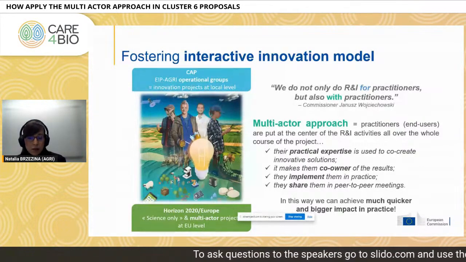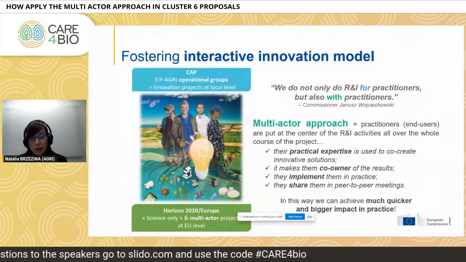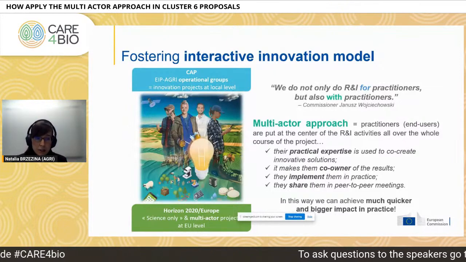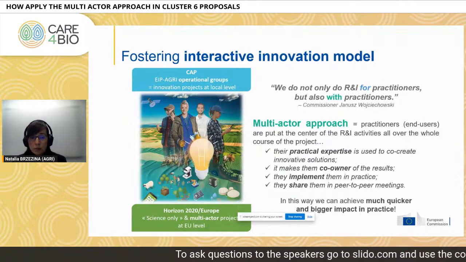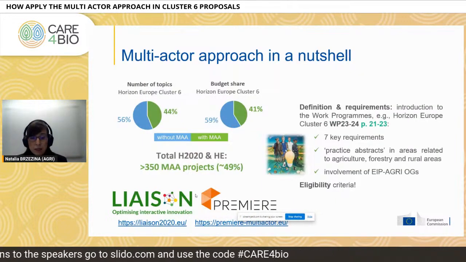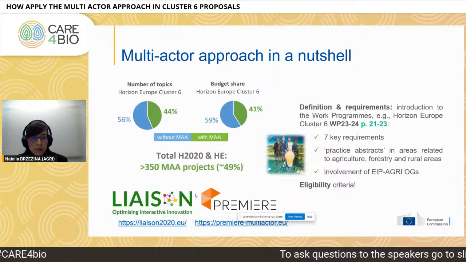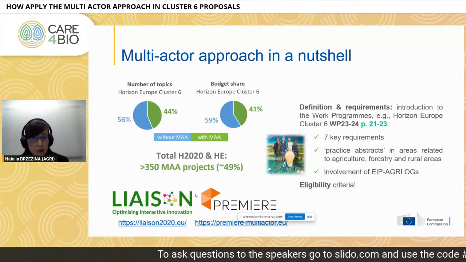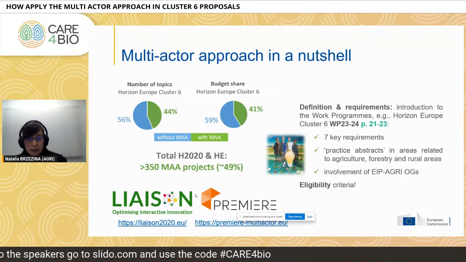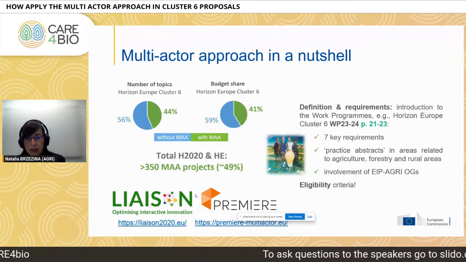And this multi-actor approach is applied to both the EIP-AGRI operational groups, which are innovation projects at local level funded under the Common Agricultural Policy, but here we meet for the Horizon projects. So in Horizon, we have science-only projects, but also multi-actor projects at EU level. And in a nutshell, the use of the multi-actor approach in Horizon is quite extensive, because now more than half of the projects that are actually implemented are multi-actor projects. And in the call 2024, 56% of the topics require the applicants to take the multi-actor approach.